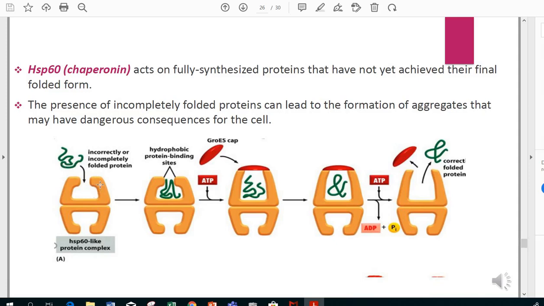It enters the barrel, or the machine, of the HSP60 protein complex. Here is the site where the hydrophobic regions of the unfolded protein will be attached. This will also consume ATP, and then a cap of the machine will be closed, consuming ATP to correctly fold the protein, and finally it will expel the fully, correctly folded protein at the end.